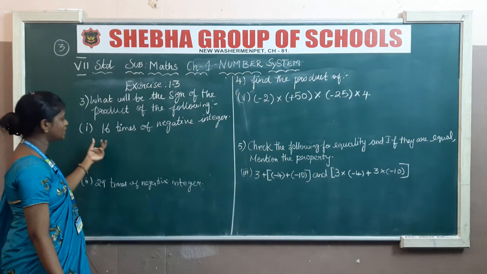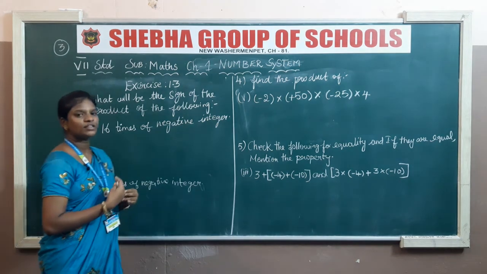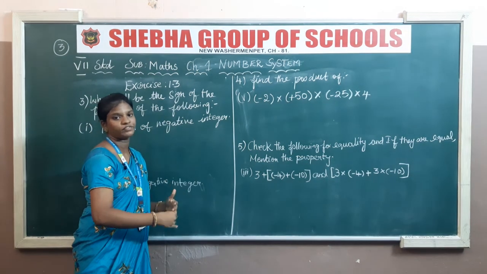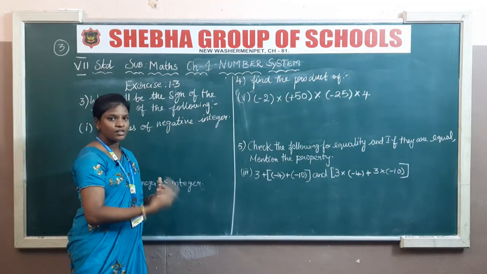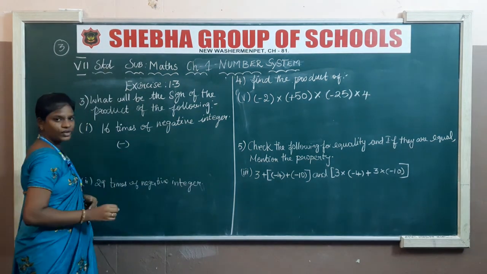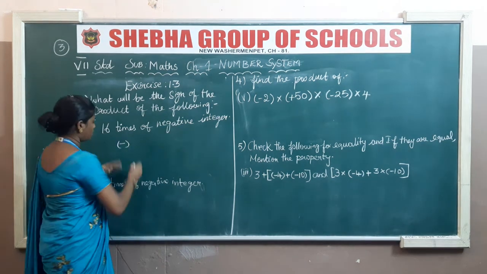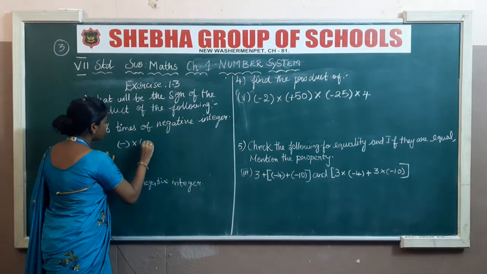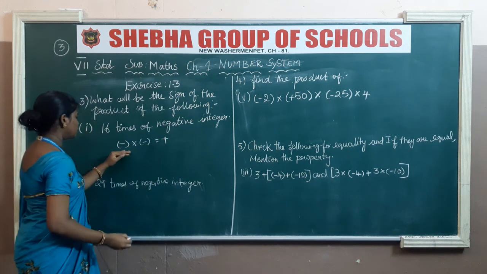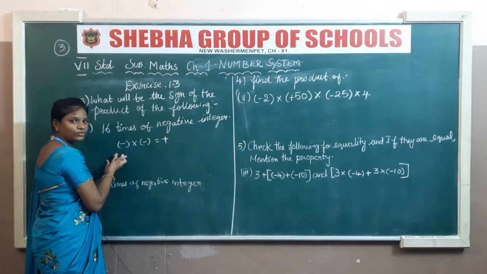The first observation is 16 times negative integers. That means we have to multiply 16 negative integers in the product. Negative integers are nothing but minus. So we have to multiply minus 16 times. Minus into minus is equal to plus. This is 16 times, but we write only 2 times.